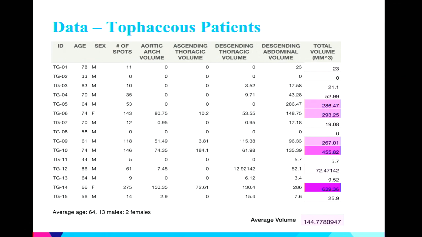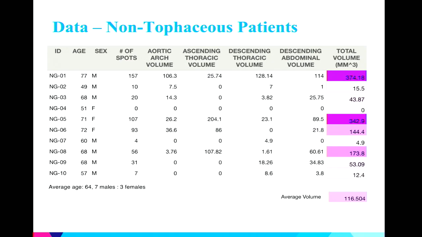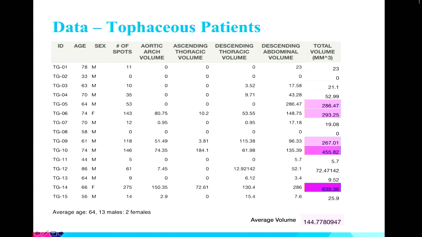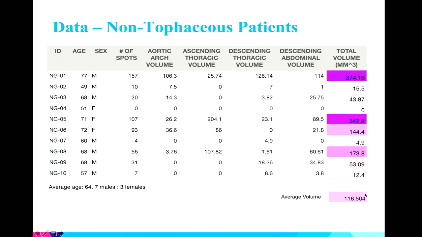We started with the tophaceous patients because they have a more chronic form of the disease, so they might have more uric acid in their joints as well as in their vasculature. But we also wanted to compare that to non-tophaceous patients and see if maybe they had less. And they did have a little bit less. So, sorry, the average volume here was 145. And then the average for the non-tophaceous patients was 116, so it was a little bit less. They still all are showing up with a high amount of uric acid as well.